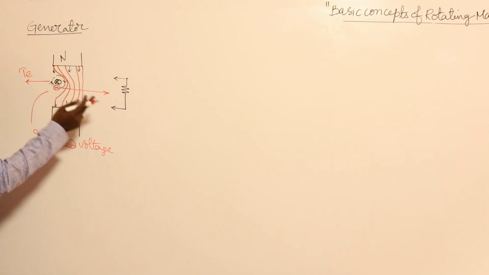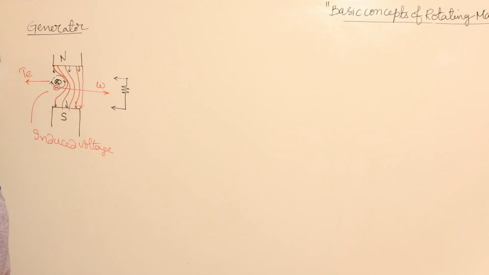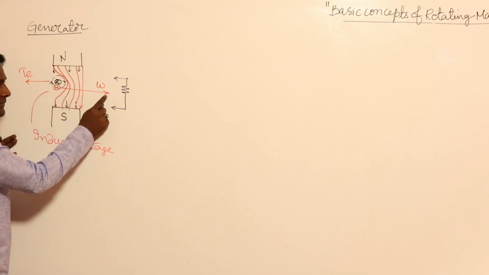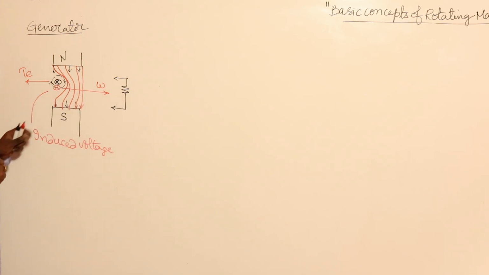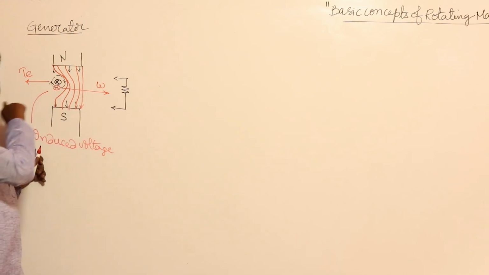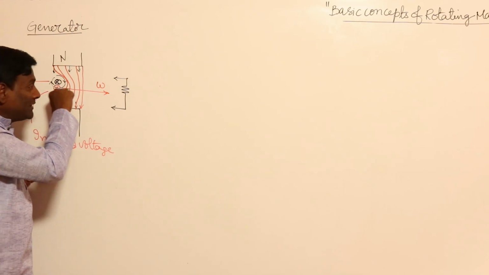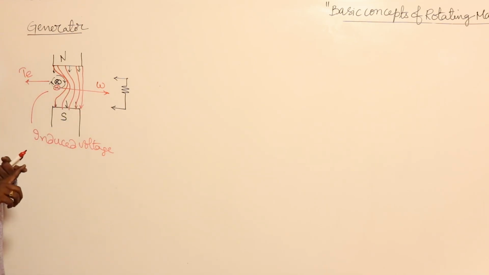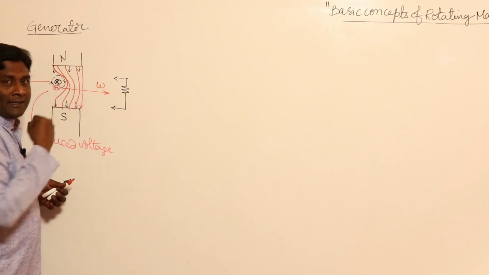Now what is the direction of rotation? You are trying to move the conductor in this direction. Let me tell you again. For example, if there is only a conductor without any load and I move it in this direction, nothing will happen. But now, if you move in this direction, induced voltage will be there, and the moment you connect a resistance, automatically currents will flow. That means my resistor is going to absorb electrical power.